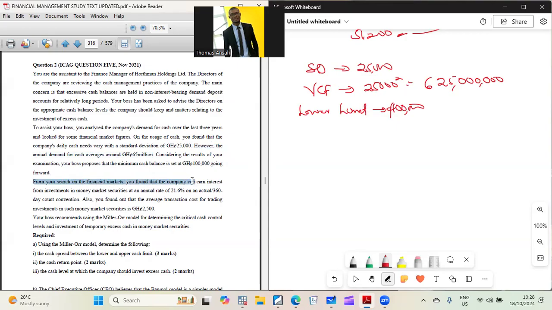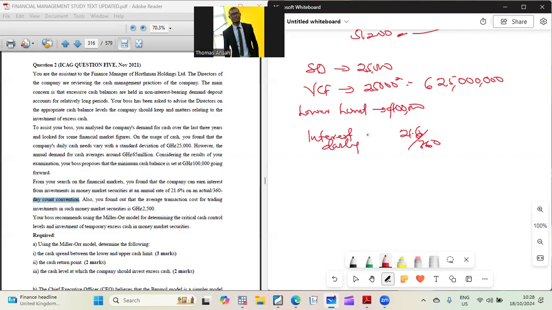From your search on the market, you found out that the company can earn interest from an investment at an annual rate of 21.6% on an actual 360 days count. So this one is not 365, it's 360. And the interest, they said annual interest. Don't forget, we need daily interest. So we will do 21.6 divided by 360 days because we need daily. 21.6 divided by 360, and that is 0.06%. All right. Take note of that.